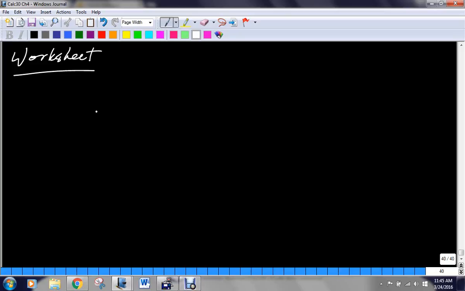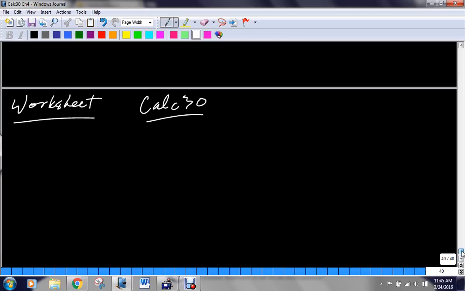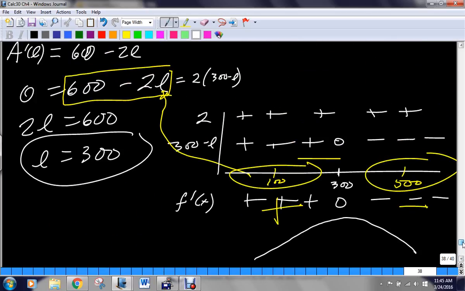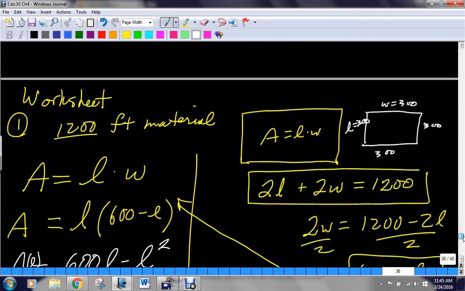All right. So this is March 24th, and this is Calc 30. This is the worksheet. We just got finished working through number 1 as the initial problem here, and this is what it looks like.